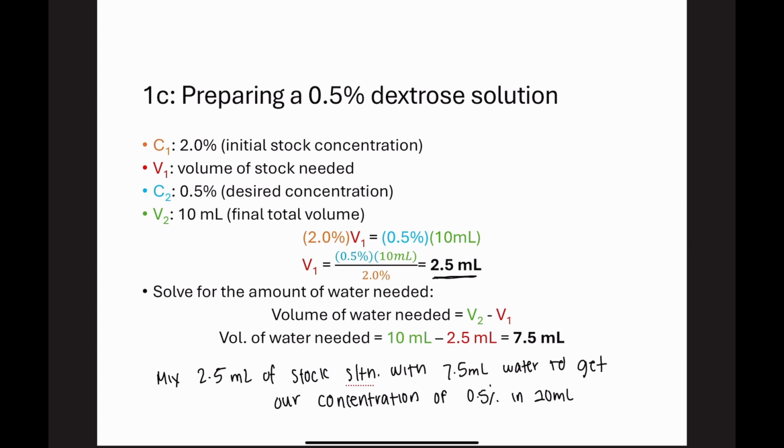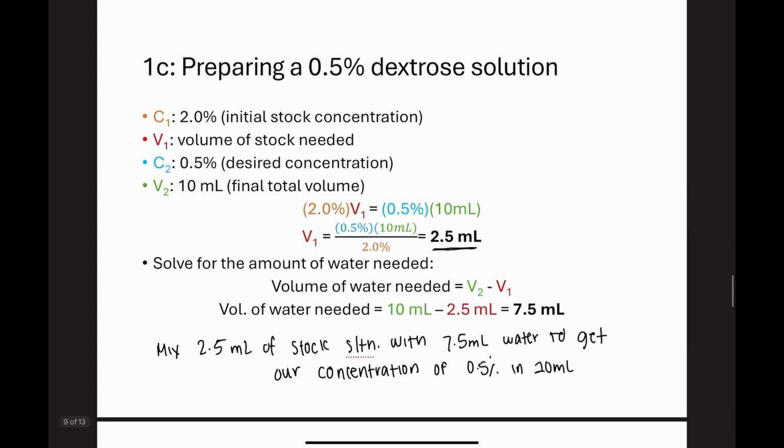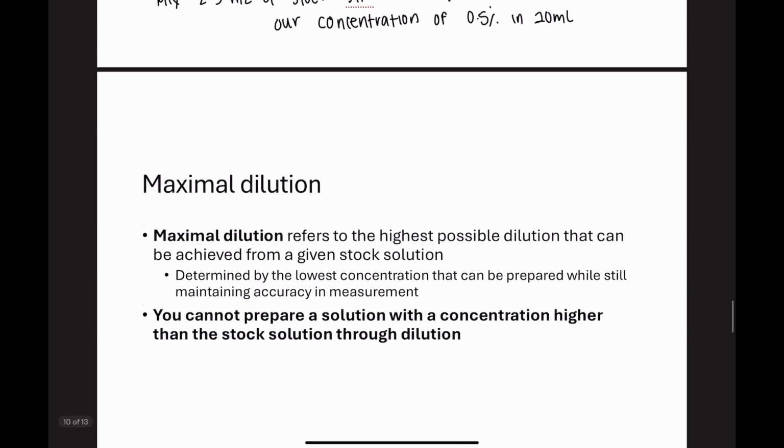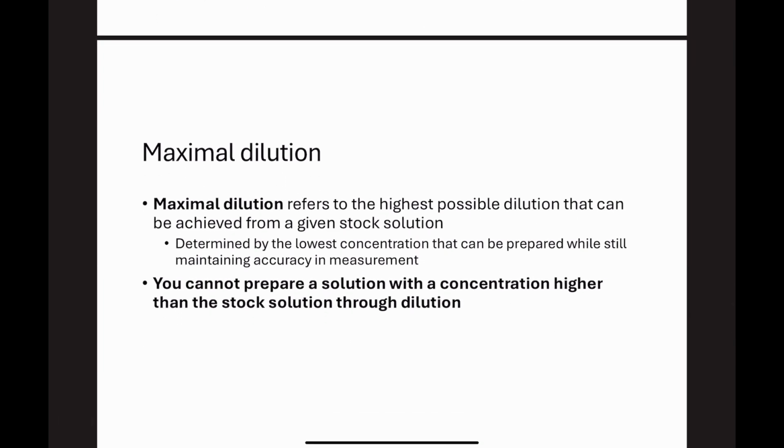So now that we've gone over simple dilutions and how to solve for them, we are going to look at a little bit of a more complex example, and these are called maximal dilutions. Maximal dilutions are going to refer to the highest possible dilution that can be achieved while maintaining accuracy. So this is really important. We need to maintain accuracy in our maximal dilutions.